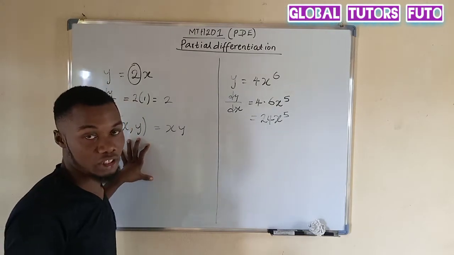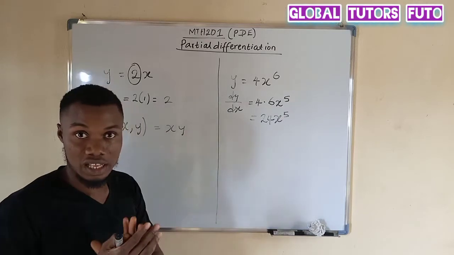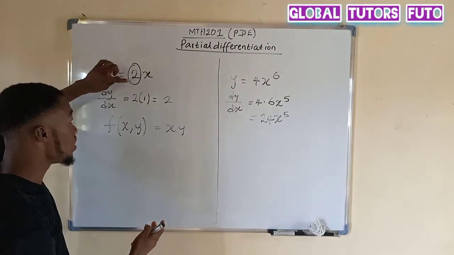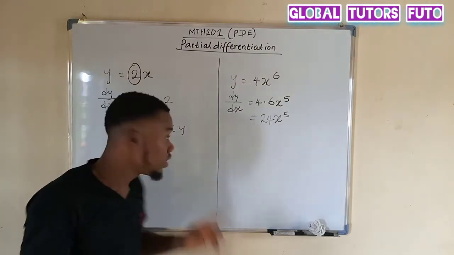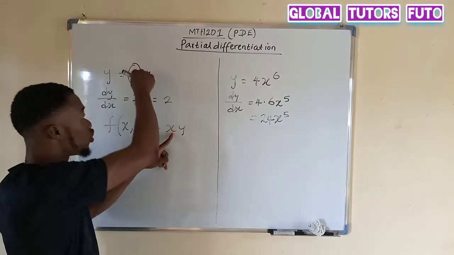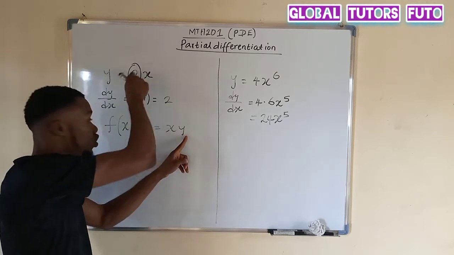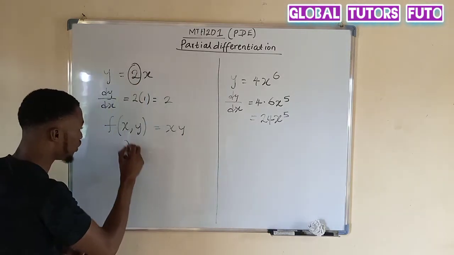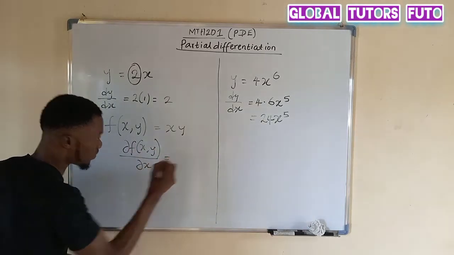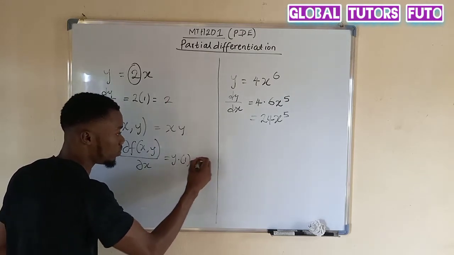In partial differentiation, if you're working with respect to x, y will be your constant. Like here, 2 was my constant. Now if I'm differentiating this with respect to x, y will be taking the position of 2 here, and if I'm differentiating this with respect to y, x will be taking the position of 2 here. So what do I mean? If I differentiate this function partially with respect to x, my constant here is y. I will write y. Then I will differentiate x. I will get 1.